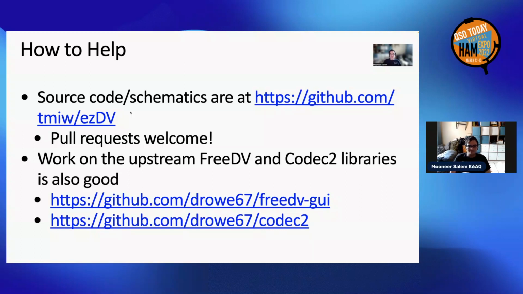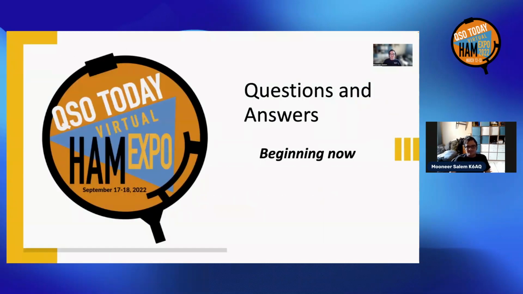If you'd also like, we also welcome work on the upstream FreeDV and Codec 2 libraries, which is what ezDV is based on. And links for those GitHub repositories are on the slide. So that's about all I have. I'm going to go ahead and open it up to questions at this time.